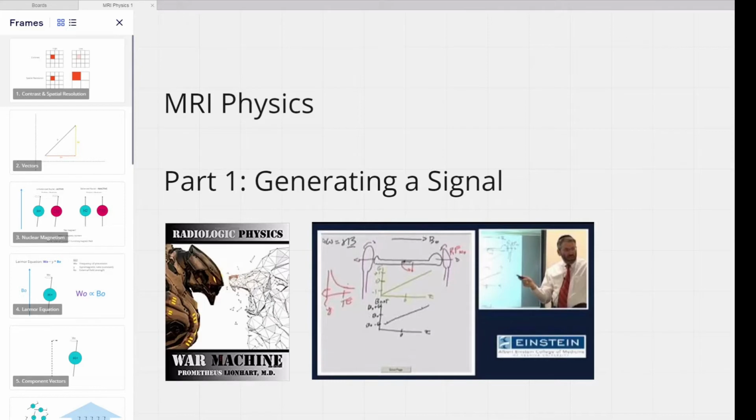Okay, so good morning to everyone who's still awake and hasn't rolled back over to sleep. Going to be talking about MRI physics this morning.